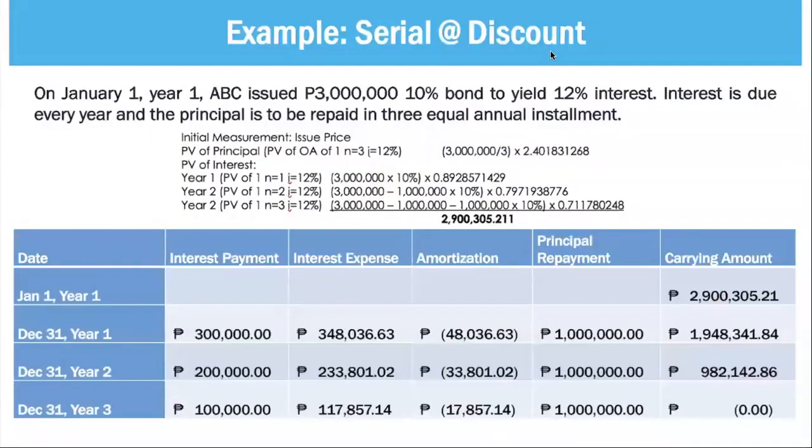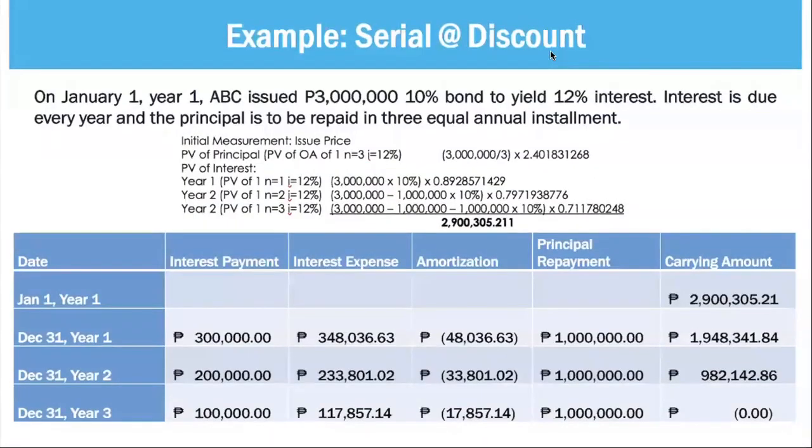Next, example, serial bond at a discount. So here we have a serial type of a bond. On January 1, year 1, ABC issued a 3,010,000 bond to yield 12% interest. Interest is due every year and the principal is to be repaid in three equal annual installments.